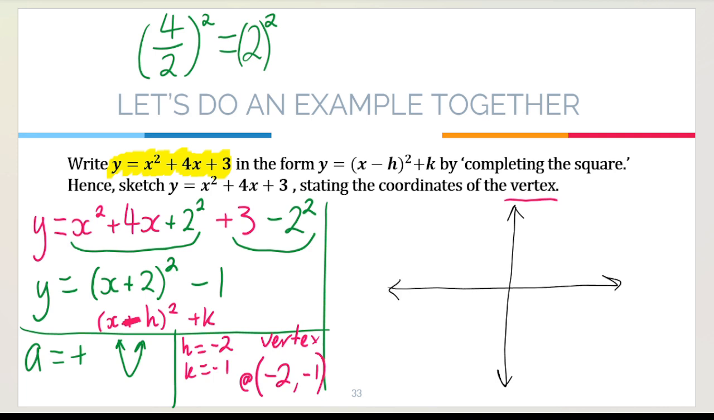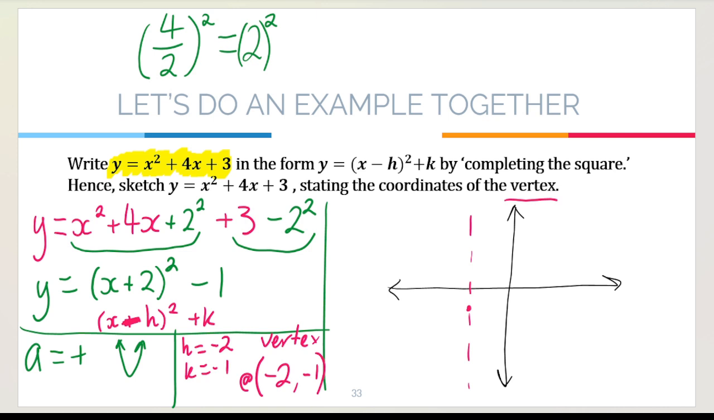And we're only going to do this based on the information we have. But what you'll notice is that it's pretty close to the intercepts that I mentioned earlier. So vertex at (-2, -1). We know that that's our axis of symmetry, and we know that it is a smiley face.